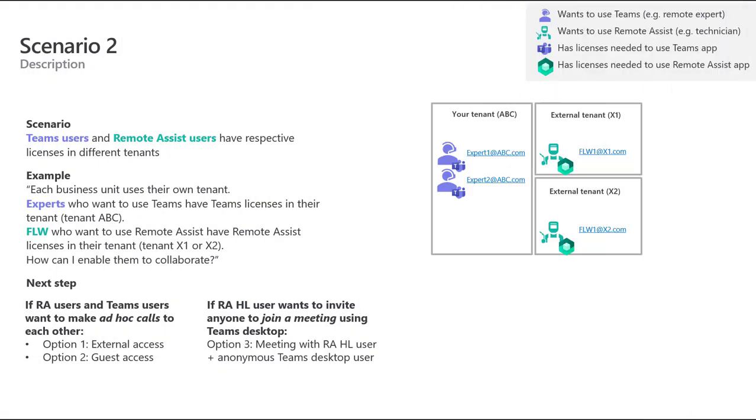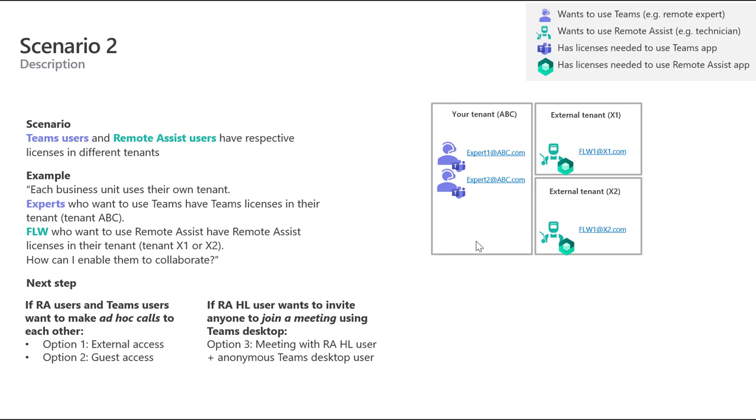So now let's talk about the second scenario. In the second scenario, you'll see that the experts have the Teams licenses they need, and the Remote Assist users have the Remote Assist licenses they need. However, this time they're in different tenants. One of the first line workers could be in tenant X1, and another first line worker could be in tenant X2, whereas your organization uses tenant ABC.